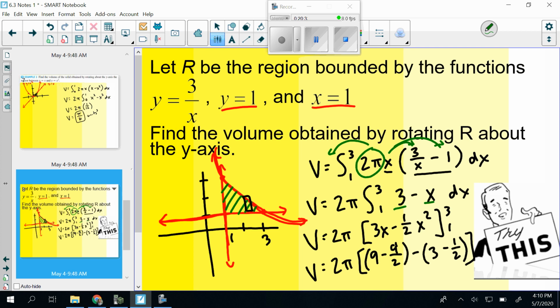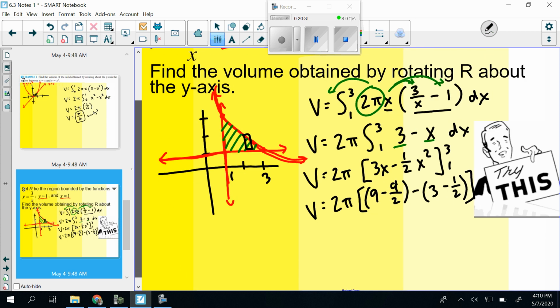Antiderivative shouldn't be too hard there. Plug in those numbers, and remember here you have to subtract them. One of ours isn't 0 here, so you have to find the values for both and subtract them. And if you keep going here and get a common denominator, 9 would be the same as 18 halves minus 9 halves would be 9 halves. And then 3 minus a half is going to be 2 and a half, or 5 halves.